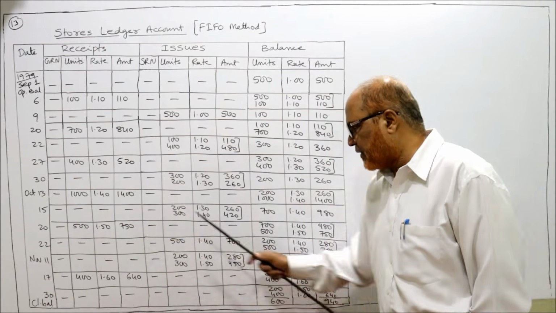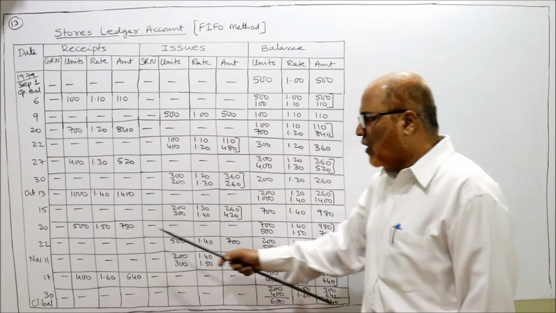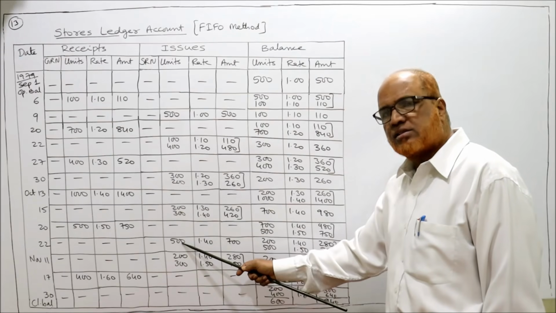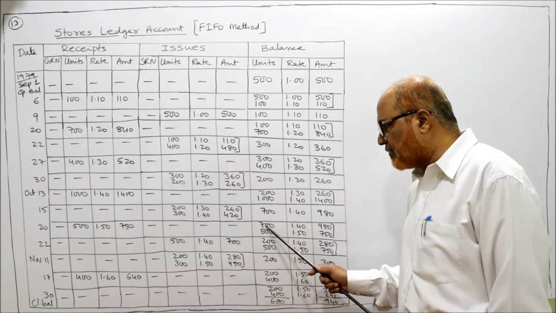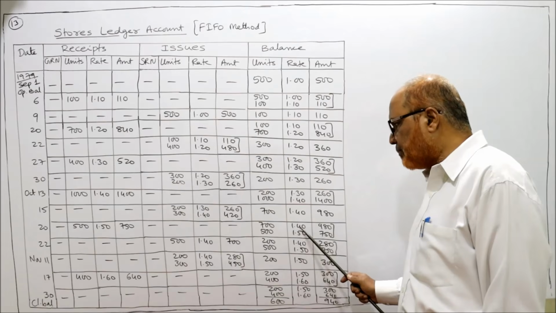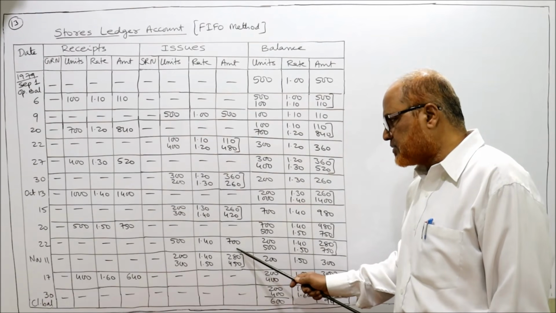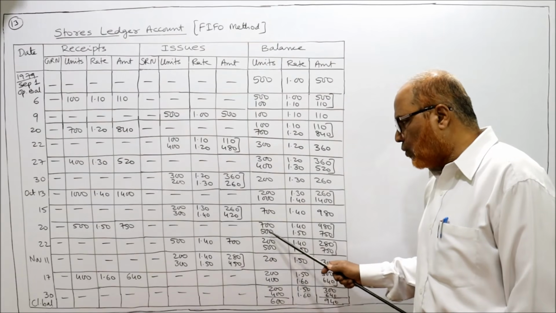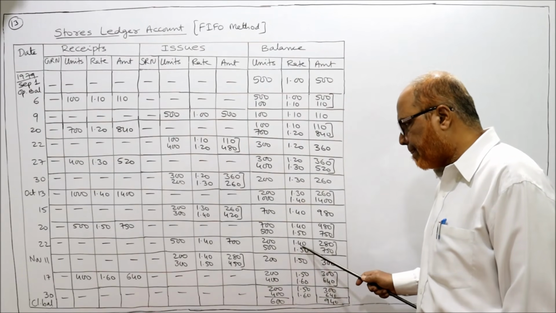Here 1.5 we have purchased. This is the total. Now October 22nd there is an issue of 500 units. So this 500 will be issued from 700. At what rate? 1.40. So 700 rupees. Out of 700, 500 are issued, so 200 from the old balance and 500 remaining the same.